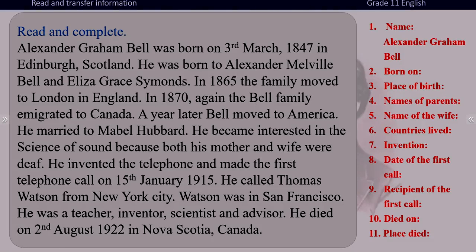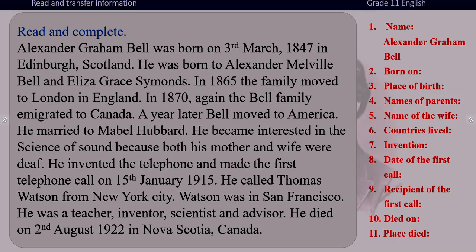Alexander Graham Bell was born on 3rd March 1847 in Edinburgh, Scotland. He was born to Alexander Melville Bell and Eliza Grace Simons. In 1865, the family moved to London in England. In 1870, again the Bell family emigrated to Canada. A year later, Bell moved to America. He married Mabel Hubbard.